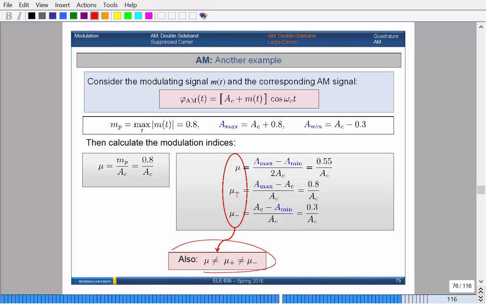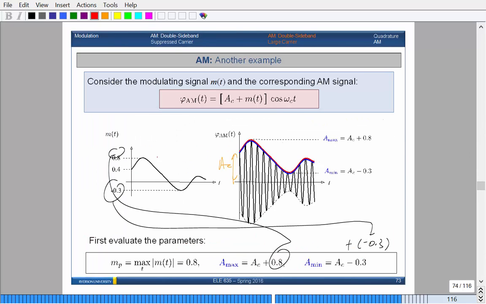But in this case, they don't match up. Okay, so why is that? The reason is that if you take a look at the message signal, you'll see that it's not symmetric. So remember, if you were to put a mirror running along the horizontal axis, the positive, the top, and the bottom should be a mirror reflection of each other. If you take a look here, the negative portion is not equal to the positive portion.